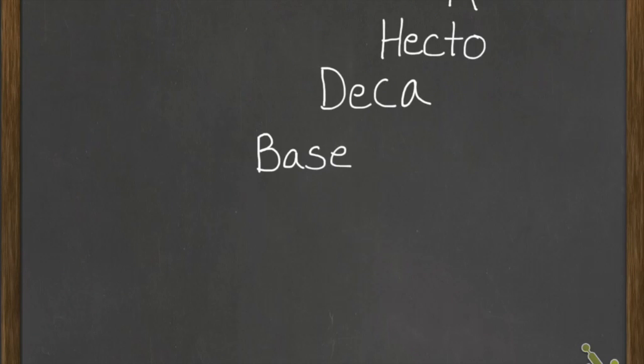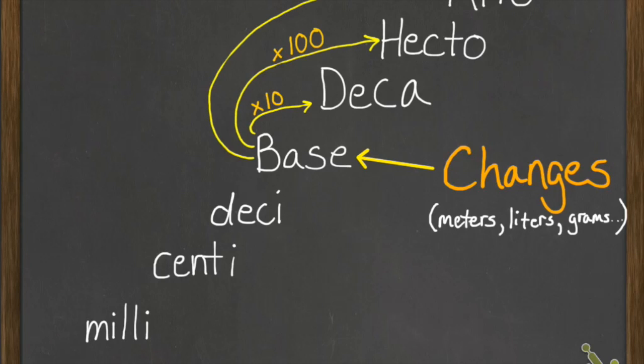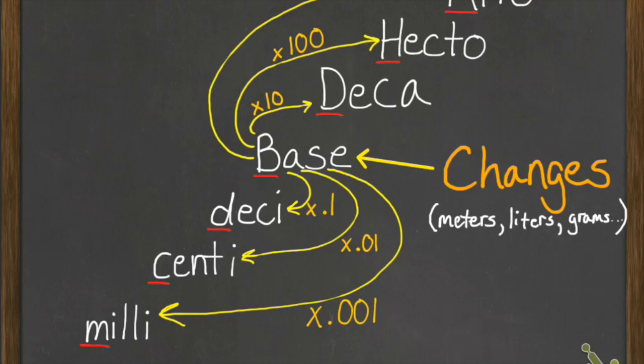So I said that we had prefixes. These are some common prefixes that are used in SI units or metric units. Starting from the middle, we have our base unit. One of those base units could be meters. You've heard of millimeters.